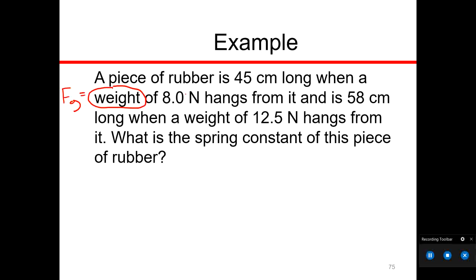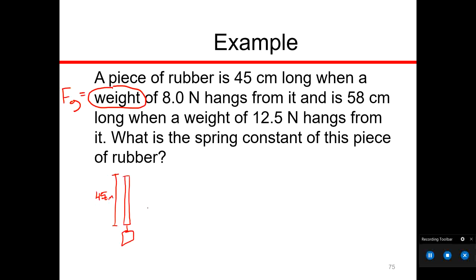Okay, so when a force of 8 hangs from it, the piece of rubber is 45 centimeters long. So as force is hanging from it, that means from here to wherever this mass is. So here's our piece of rubber. This length is 45 centimeters.